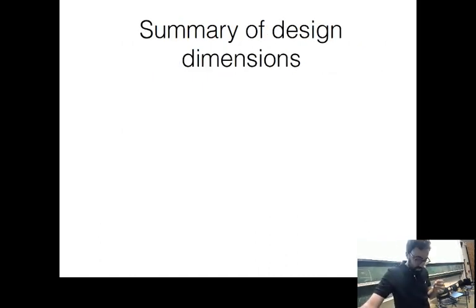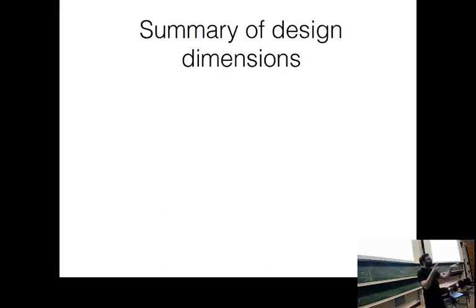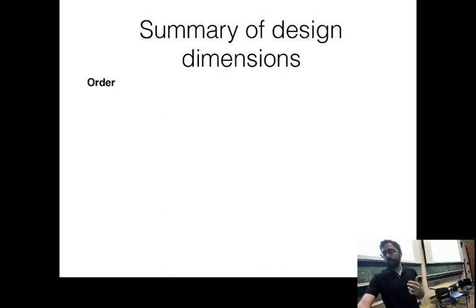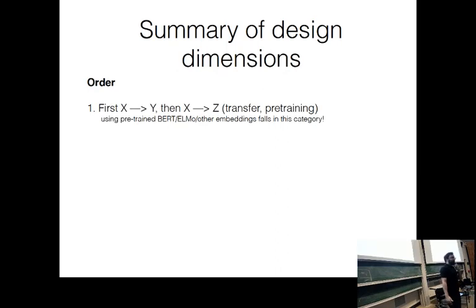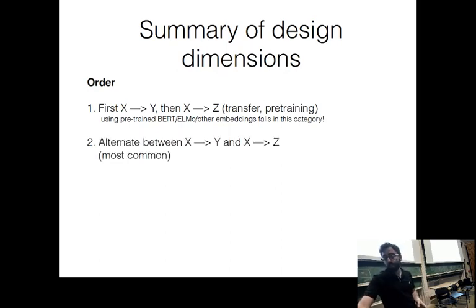So just to summarize, when it comes to multitask learning, there's a bunch of different design dimensions that you can consider when designing your model. So the first one is the order that you will use the tasks. The first thing, like pre-training or transfer, is where you first train on the first task, and then you initialize with all the methods that we talked about before, and then do the next task, the X to Z task. And yeah, BERT or ELMo or any other contextual embeddings fall into this category.